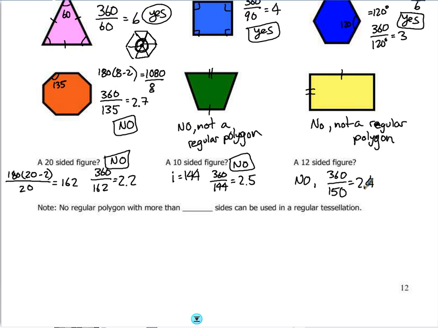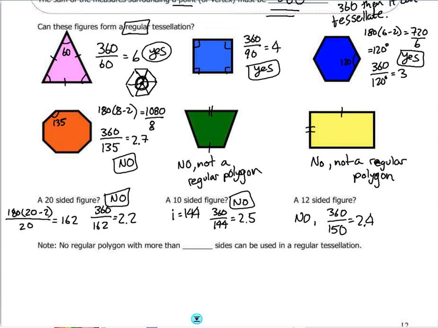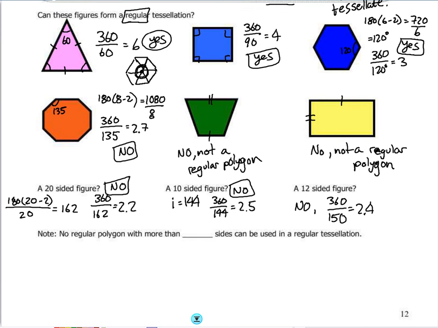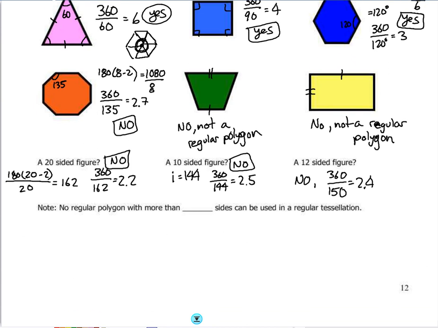So, just as a quick recap to help you remember from the examples that we've looked at, the ones that did tessellate correctly were a 6-sided figure, a 4-sided figure, and a 3-sided figure, especially when they were regular. So, no regular polygons with more than 6 sides can be used for a regular tessellation. Okay? And the 3 that we know so far are 3 sides, 4 sides, and 6 sides, as long as they are regular polygons.